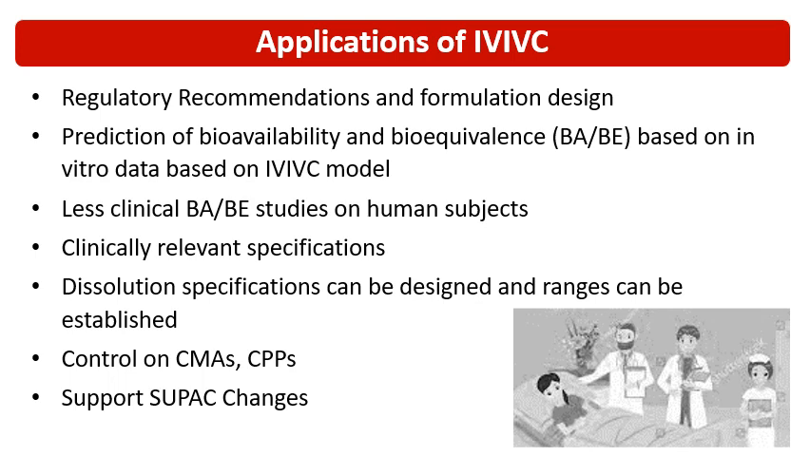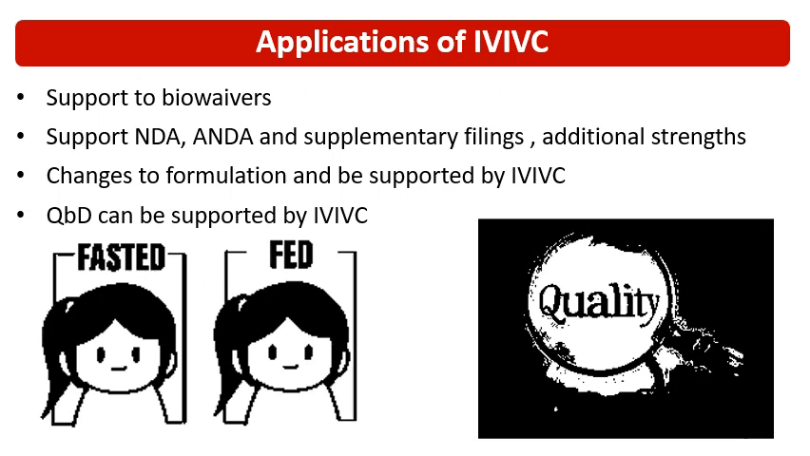within less time. Then you can support the behaviors for different strengths. For example, you have performed the IVIVC modeling on the higher strength and you are going to waive or apply for the lower strengths, then IVIVC data has a very important role. It supports the NDA, ANDA and supplementary filings like additional strengths.